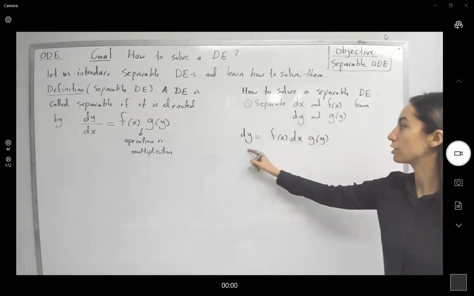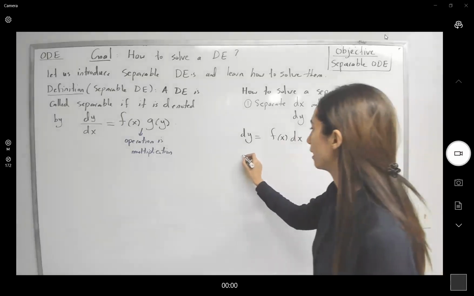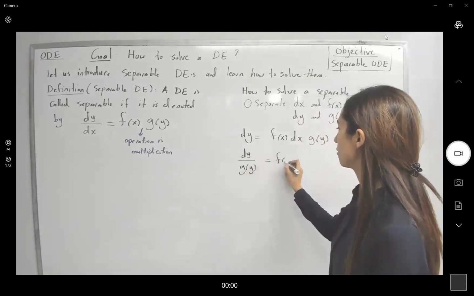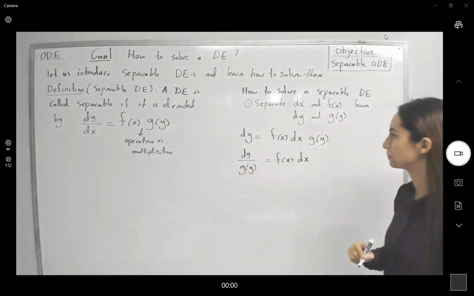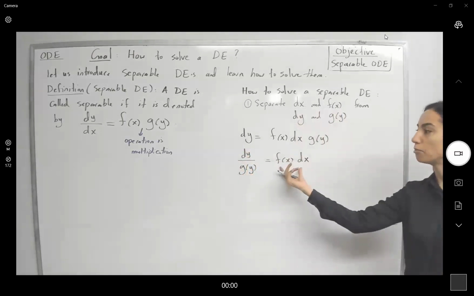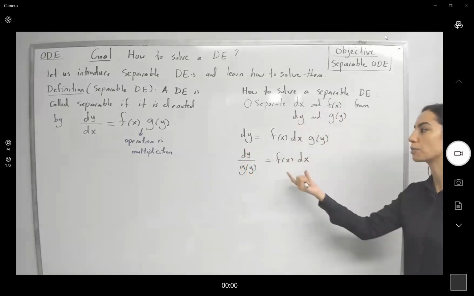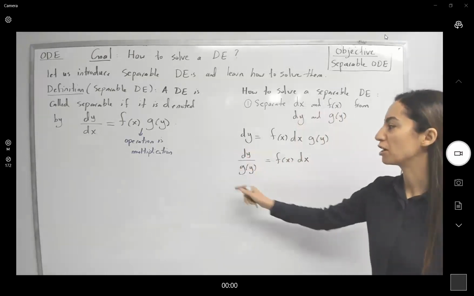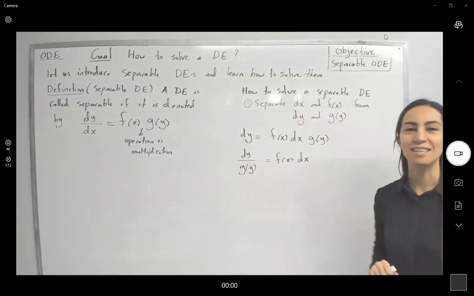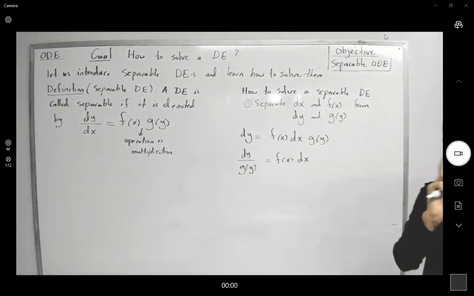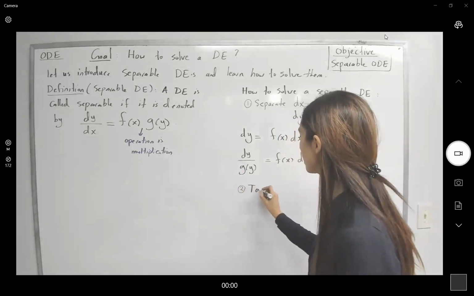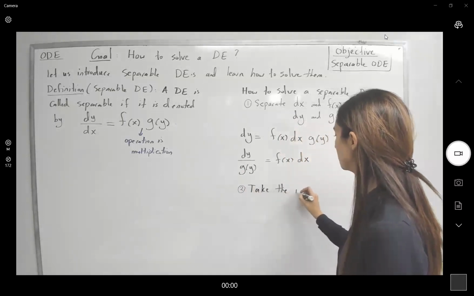Now I'm going to divide everything by g of y, and then I have dy over g of y equals f of x dx. So we separated dy over g of y from f of x dx. You have all y's on one side, all x's on the other side. In step 2, take the integral of both sides.